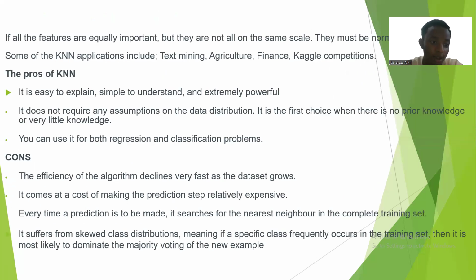Next, maybe the pros and cons of KNN. You can say it is easy to explain, simple to understand, and extremely powerful. However, the efficiency of the algorithm declines very fast as the data set grows, and it comes at the cost of making the prediction step relatively expensive.